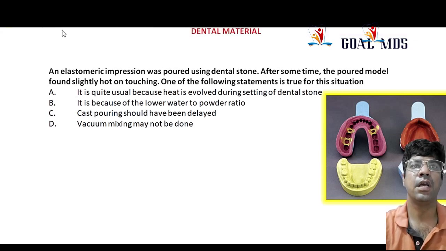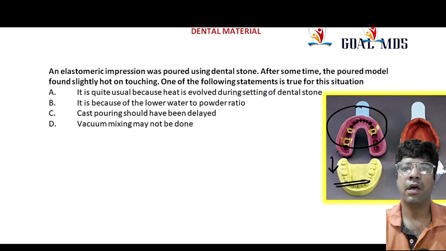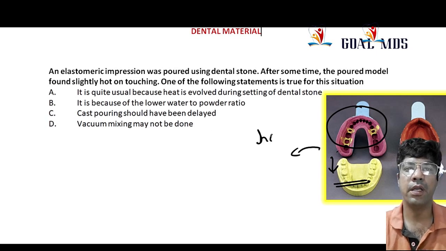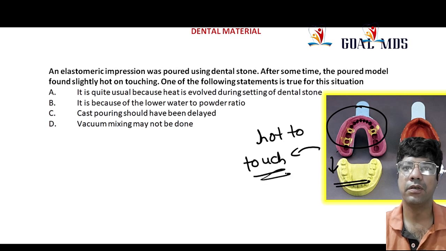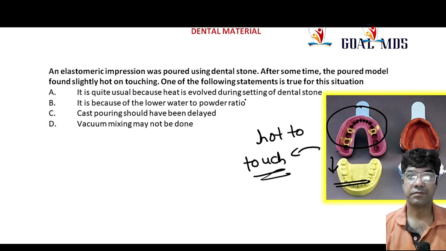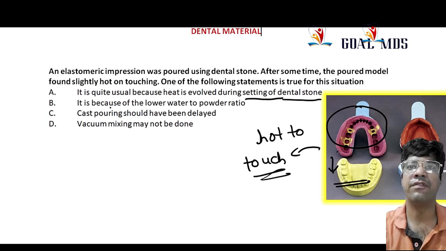The first question: an elastic impression material was poured using a dental stone. After some time, the poured model was found slightly hot to touch. Which one of the following statements is true for this situation? Your answer here will be heat is evolved during the setting of the dental stone.